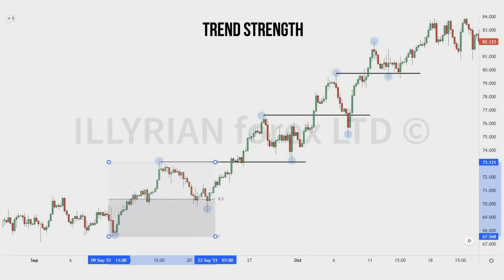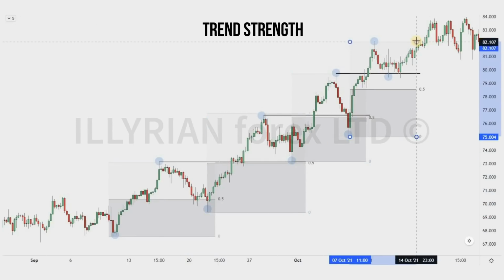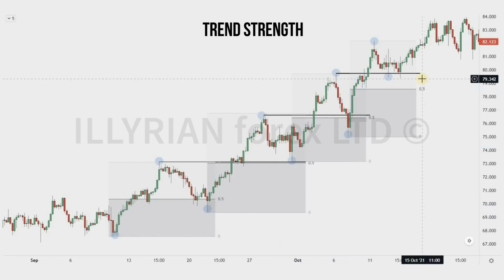First, we are going to make sure that the entry is located below the 0.5 Fibonacci level. We notice that all pullbacks except the last one completed the criteria.